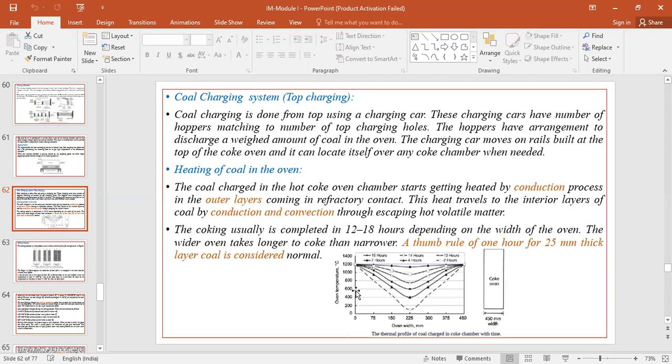This is the wall surface, and this is the central column of the oven. At the walls, the mode of heat transfer will be conduction. And at the interior part, the mode of heat transfer will be conduction as well as convection. And as we know, during the cooking process, the volatile matter present inside the coal will be expelled and will get combusted.